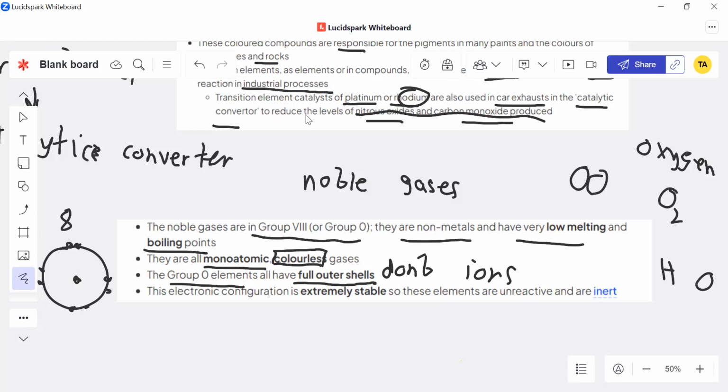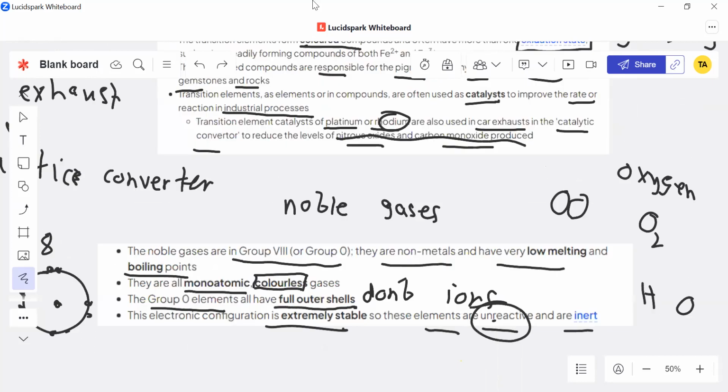This electronic configuration is extremely stable, so these elements are unreactive and inert. For an element to be reactive, it has to gain or remove electrons to form bonds. But since noble gases have a complete outer shell, they don't need to remove or gain electrons, so they are unreactive and inert. Inert basically means they don't really react. I think this was noble gases.